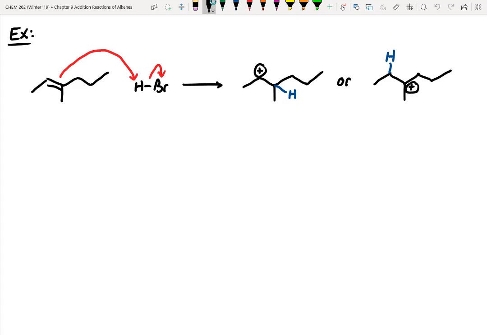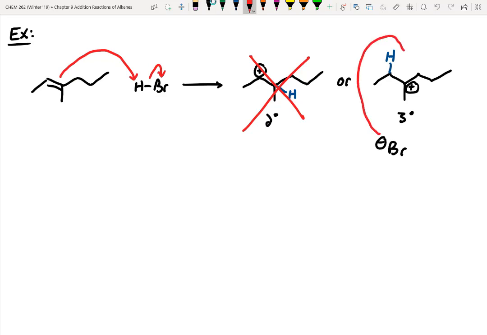Which one's more likely, the left or the right? The right. Why is that? It's more substituted, right? So just like we saw before, secondary compared to tertiary, tertiary is going to be more stable and it's most likely going to occur. So we can cross this one out as being the unlikely intermediate. And just like before, we're going to have bromide floating around. All right? So bromide has a few options here.